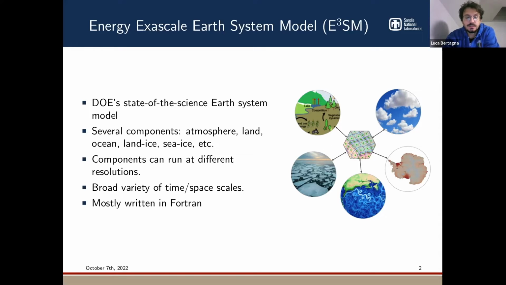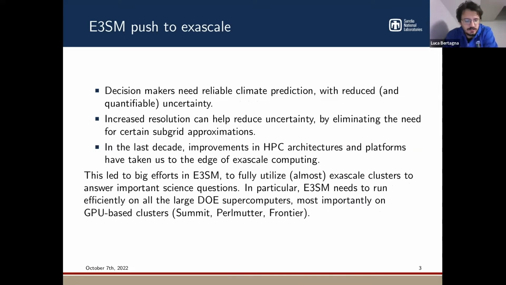Most of E3SM is written in Fortran 90 to be precise, but there are also a few other languages being used, not to mention the build system, which has tons of different layers and different languages, but the code itself is mostly Fortran. So in the last decade, there's been a push for E3SM to reach exascale.